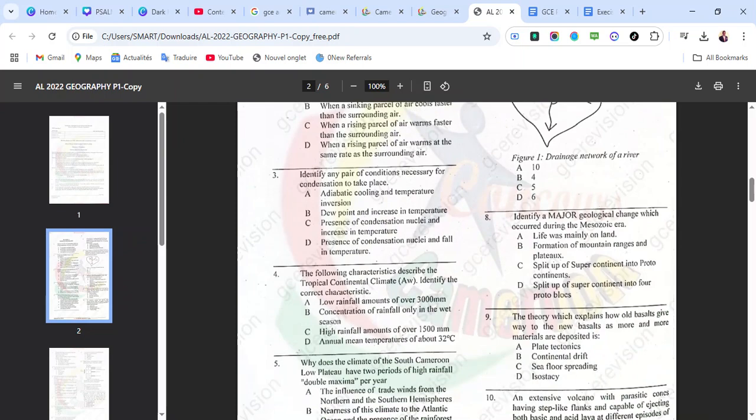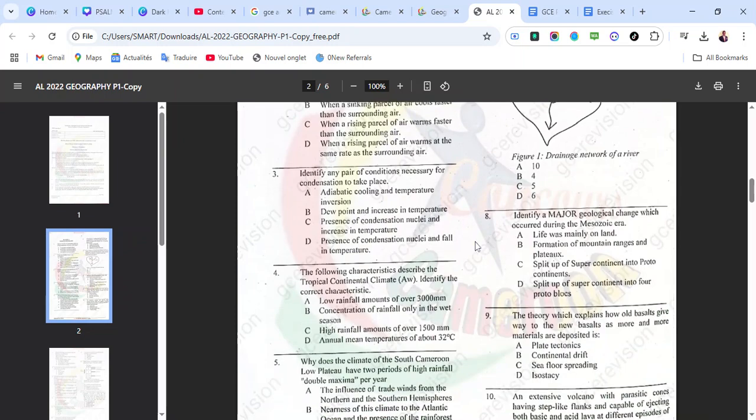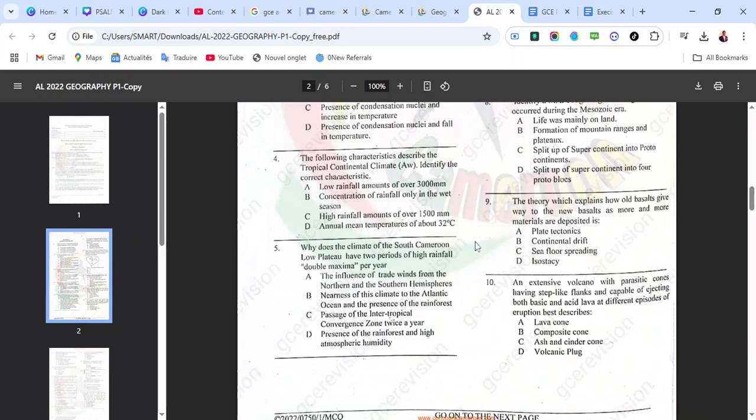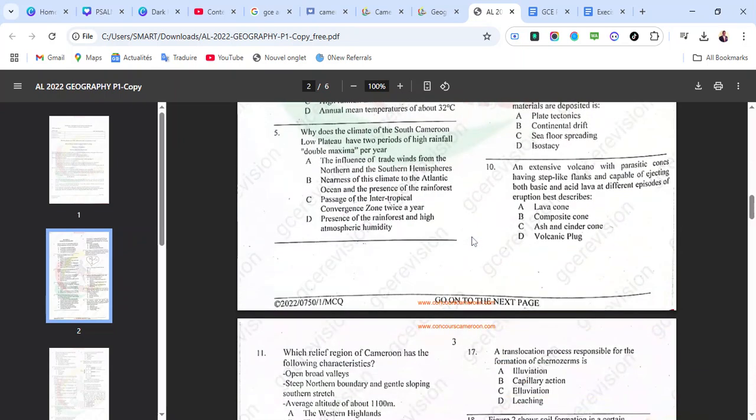Identify a major geological change which occurred during the Mesozoic era. Correct answer is C, which is split up of supercontinent into proto-continents. The theory which explains how old basalts give way to the new basalts as more and more materials are deposited: correct answer for 9 is C, which is sea floor spreading.